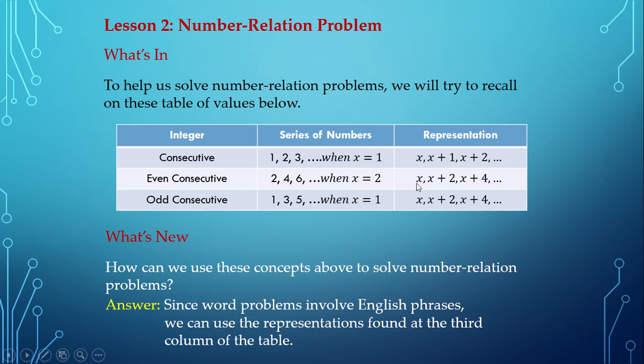While the representation for even or odd is the same, x there is the first consecutive even or consecutive odd number. X plus 2 therefore is the second consecutive even or second consecutive odd. While x plus 4, they are the same, is the third consecutive even or third consecutive odd number. Okay, that is the basis.